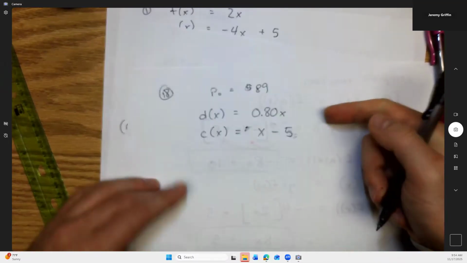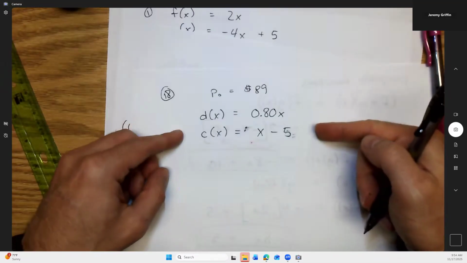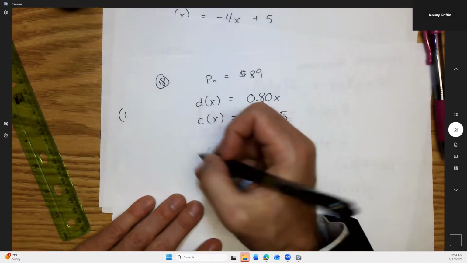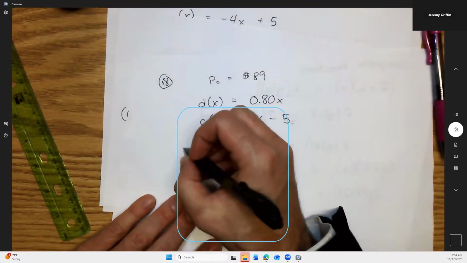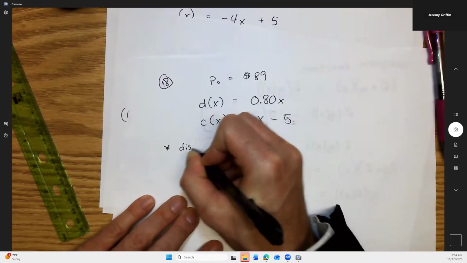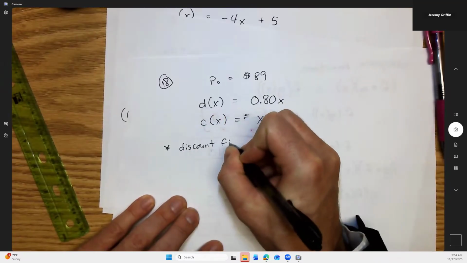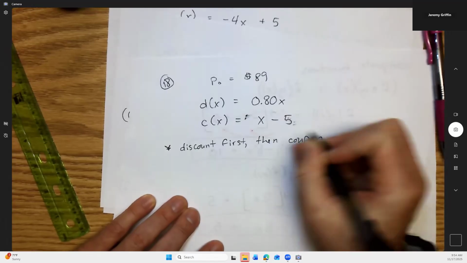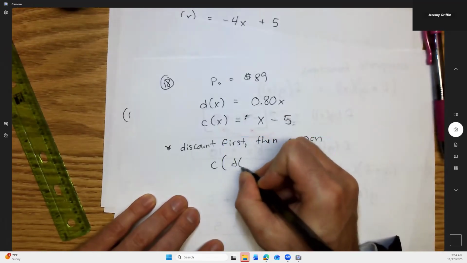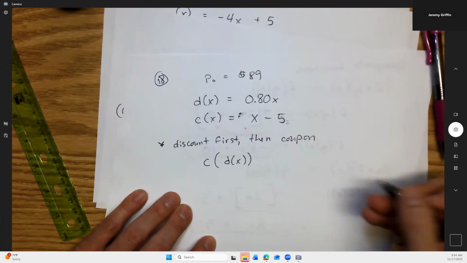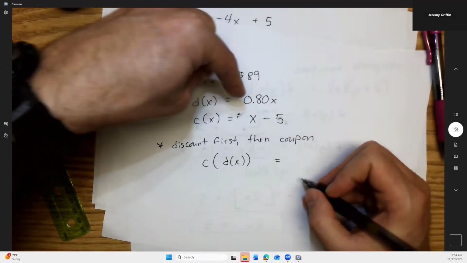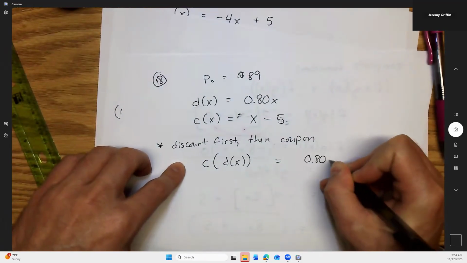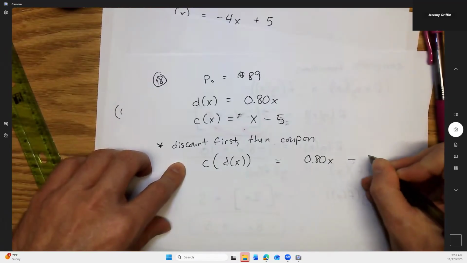Is that true? So this is like discount as a function of the price, and this is the coupon as a function of the price. What do you pay? So she applies the discount or the coupon first. If she applies the discount first, then coupon, well, that would be like coupon of discount of the price, which should be the discounted price minus $5 after the fact. So that'd be like 0.80 times the original price minus $5.